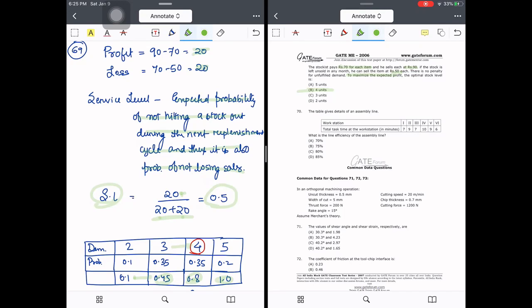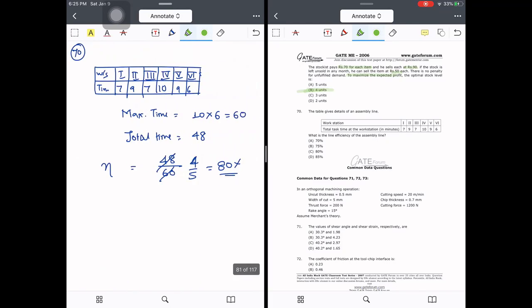So it is better to take the nearest value. It should be greater than 3, because the probability is 0.45 here. Okay, it should be greater than 3. The answer will be 4. So it will be 4 units.